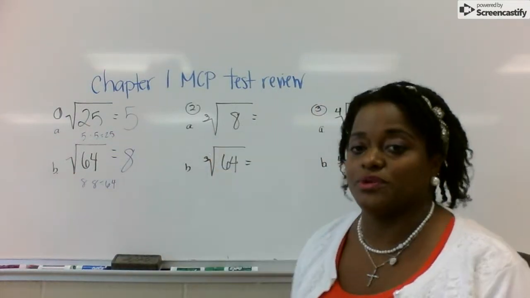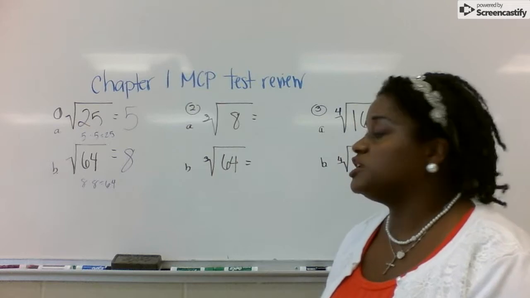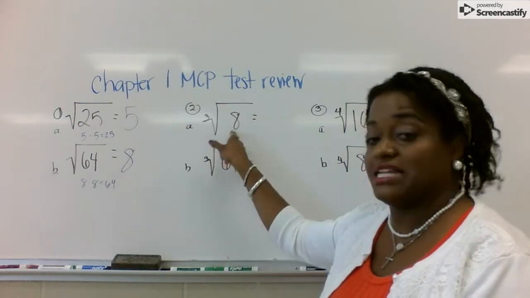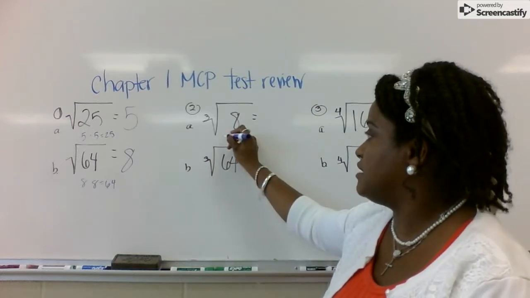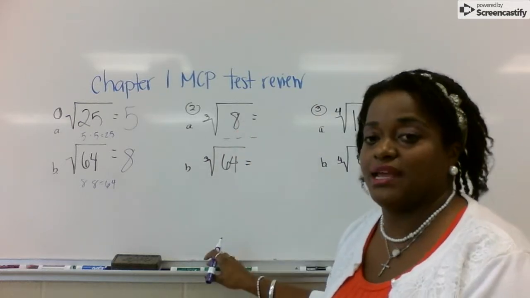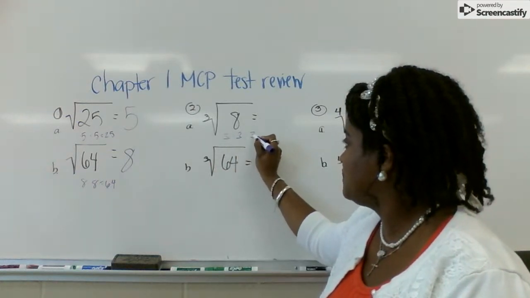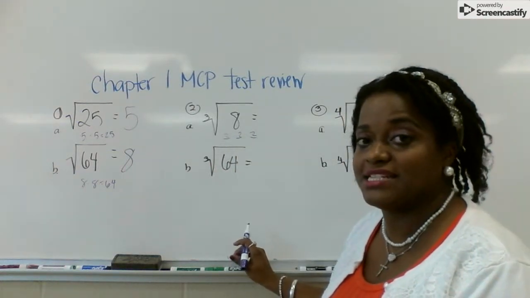Now, cube roots. We did some of this in class. Cube roots ask for a number that multiplies by itself 3 times to give you what's in here. So what times itself 3 times gives you 8? 2 times 2 times 2. So the cube root of 8 is 2.